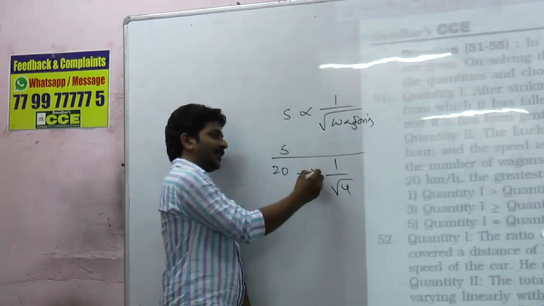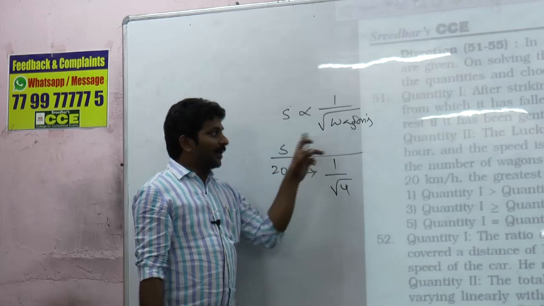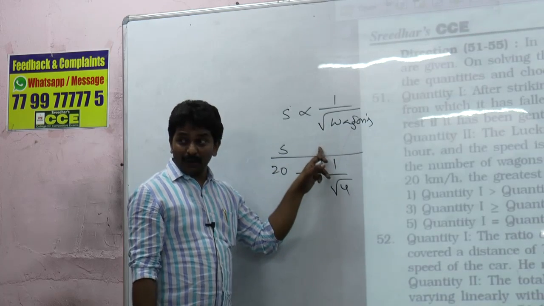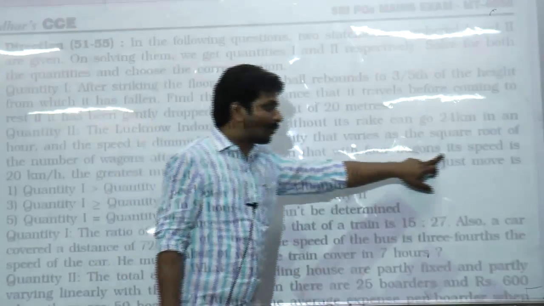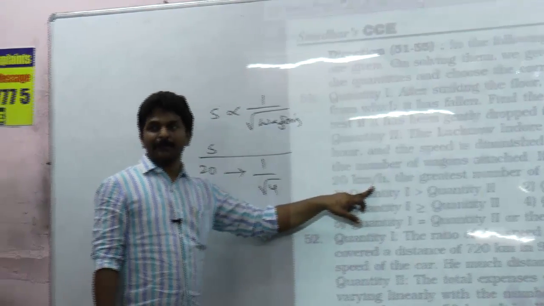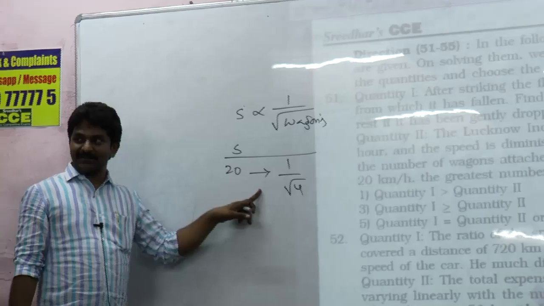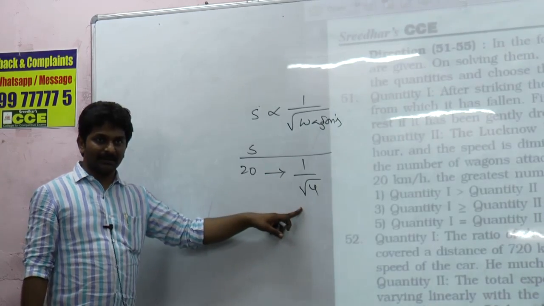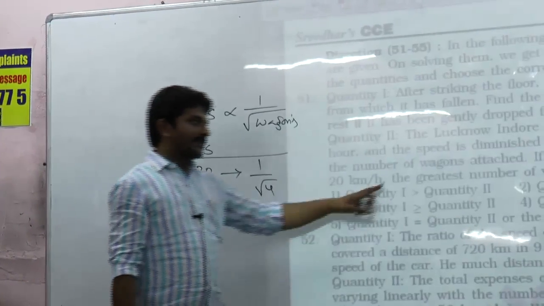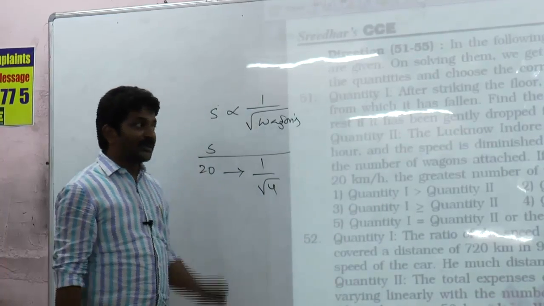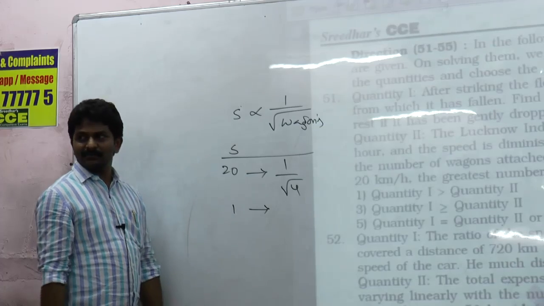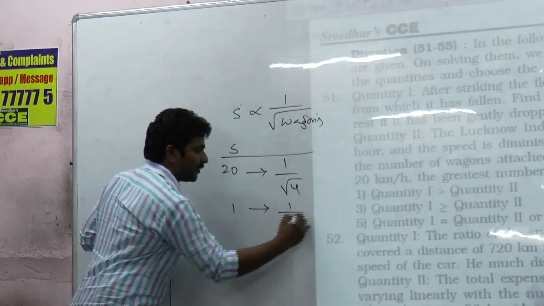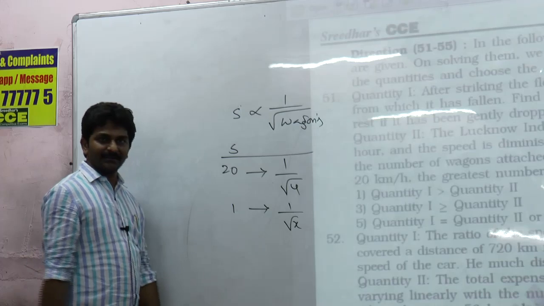If speed is 20 km per hour, it varies inversely to square root of number of wagons. It is known that with 4 wagons, number of bogies are 4, its speed becomes 20 km per hour. They said inversely varies, so I am taking inversely proportional. Now we are asked about greatest number of wagons with which the engine can just move. Least speed can be 1 km per hour. And how many bogies you can have, root x.